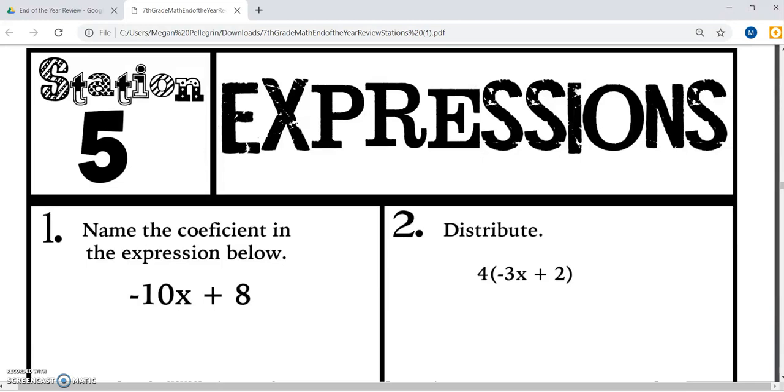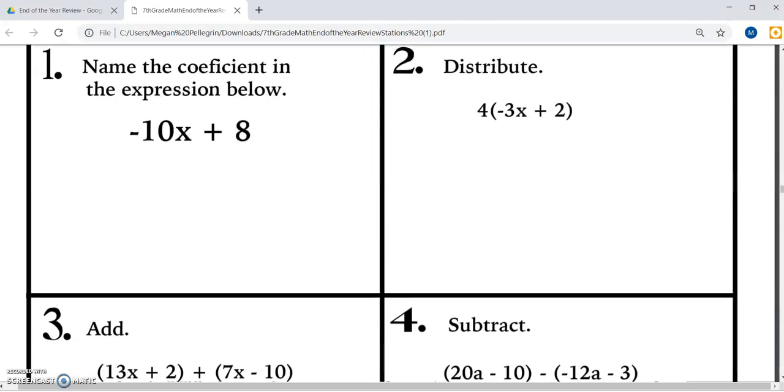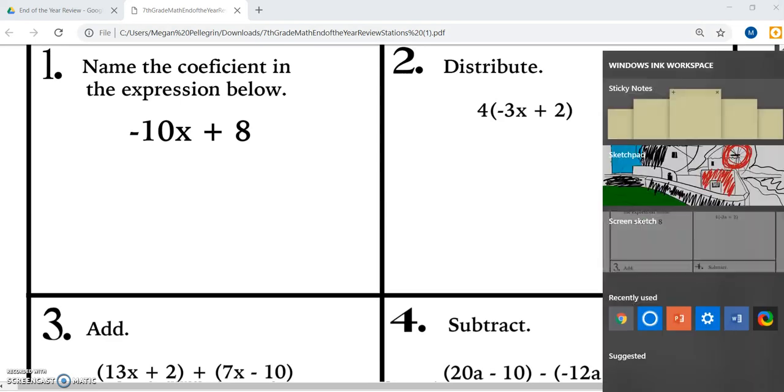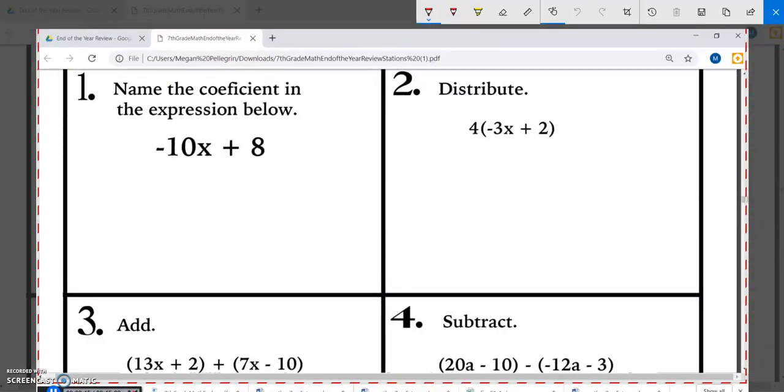Okay, name the coefficient in the expression below. The coefficient is the number in front of a variable. So the coefficient is -10.